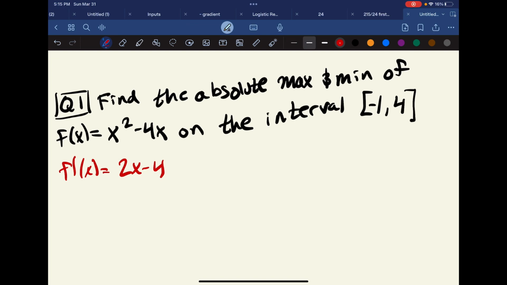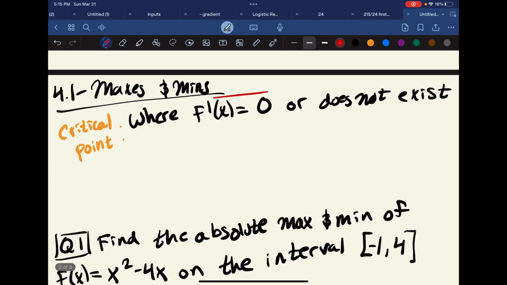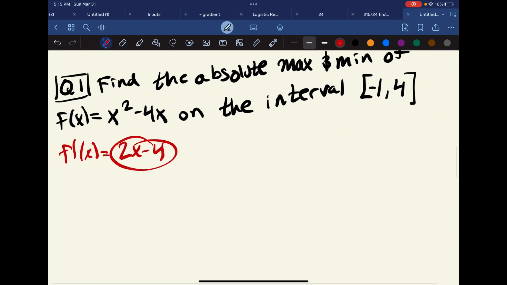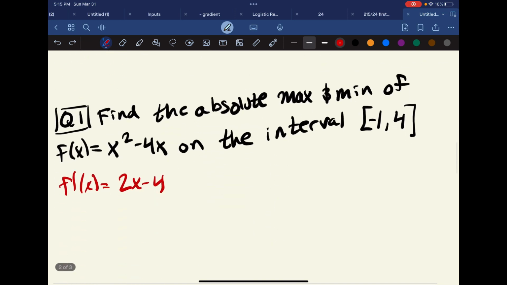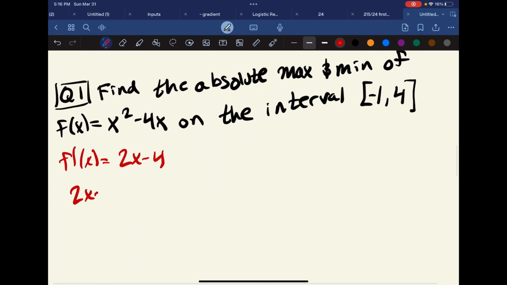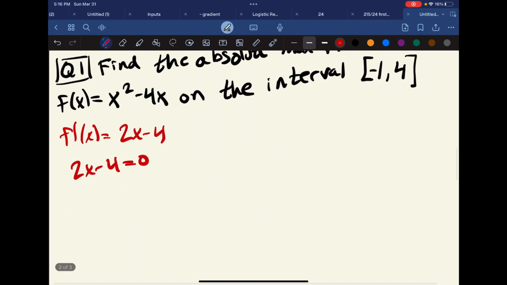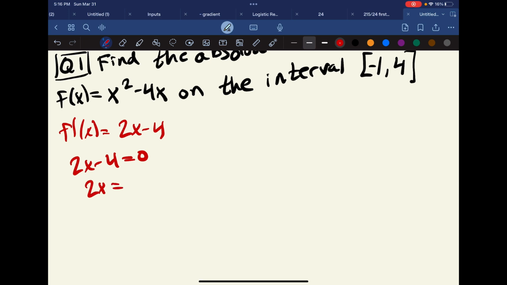And then you want to set your derivative equal to 0 because, as we remember, critical points are where f prime of x equals 0 or does not exist. But this is going to exist everywhere, right? Because it's a polynomial. So we just set it equal to 0. So 2x minus 4 equals 0. Then we move that 4 over, 2x equals 4, and we divide both sides by 2. Here, I'll draw that out. So then x equals 2.